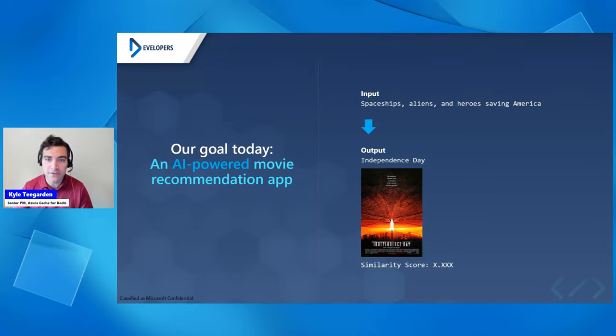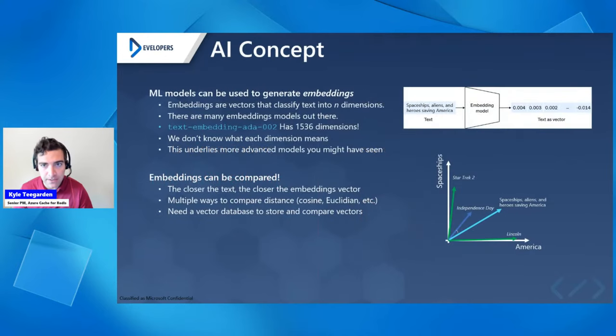And the way all of this works is with an AI concept called embeddings. The way to think of it is basically you can take almost anything and run it through an AI model. In this case, we're running a query through the model: spaceships, aliens, and heroes saving America. That goes through the model, and that can be a black box. There's all sorts of research and development that's been done to develop that neural net and all the AI going on there. And we get an output, which is a vector.